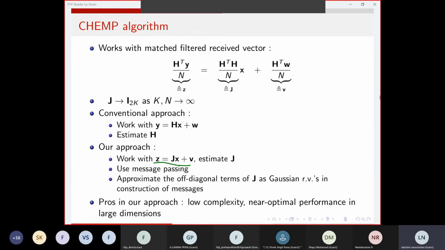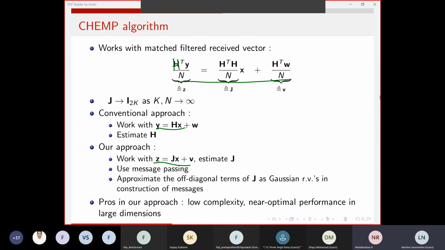Instead of y is equal to Hx plus w, we'll have a newer model, and that model is constructed by simply taking H transpose multiplied along this entire system. So once we have this... Sorry to interrupt. Even in the equation we have written, H transpose y, when you multiply, that again requires CSI at the receiver, right?